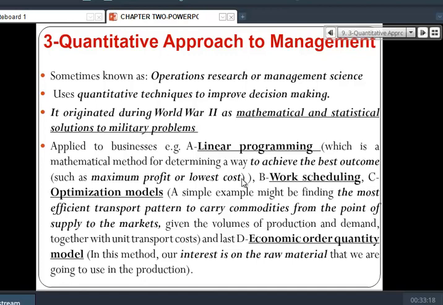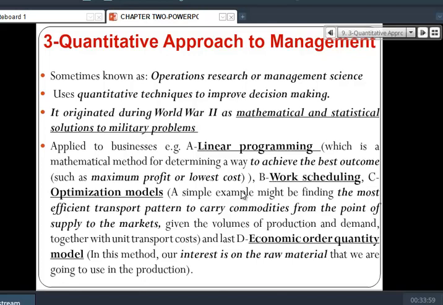Here they applied business or linear programming, which is a mathematical method for determining a way to achieve the best outcome, such as maximum profit. So how much maximum profit you can make per day. This is their approach: how much money you can give me per day, to what extent you can work, how many hours you can work per day, and this is what we call the quantitative approach for management.